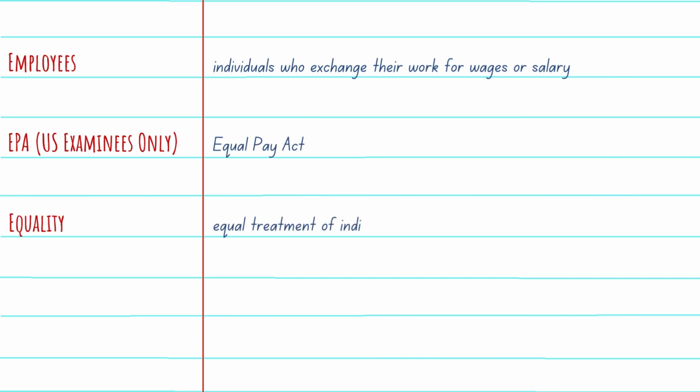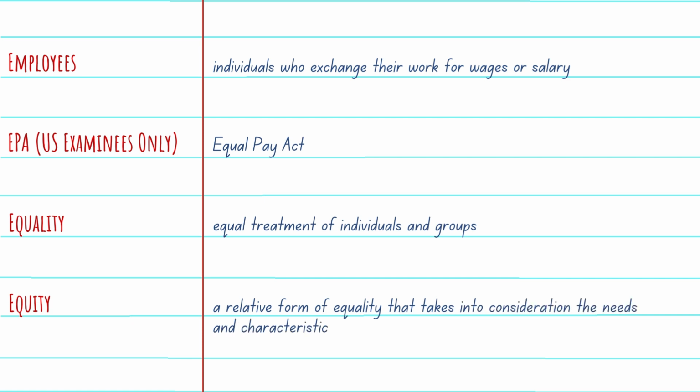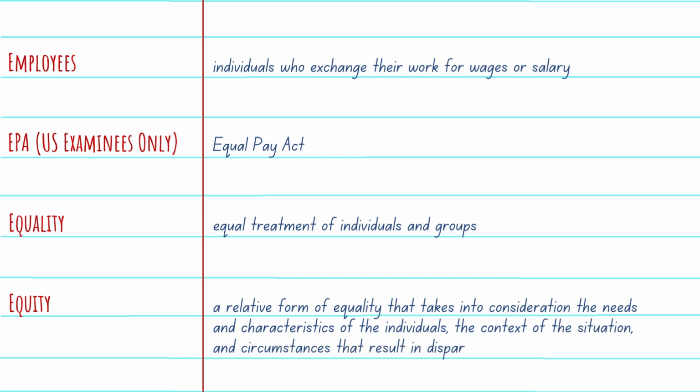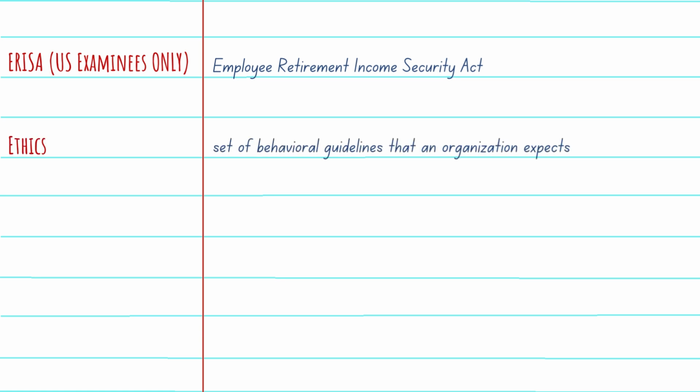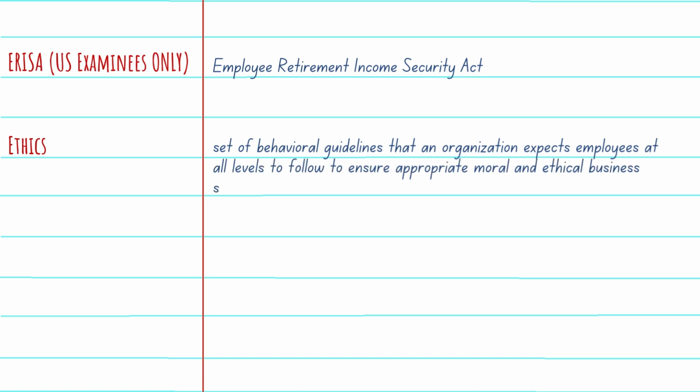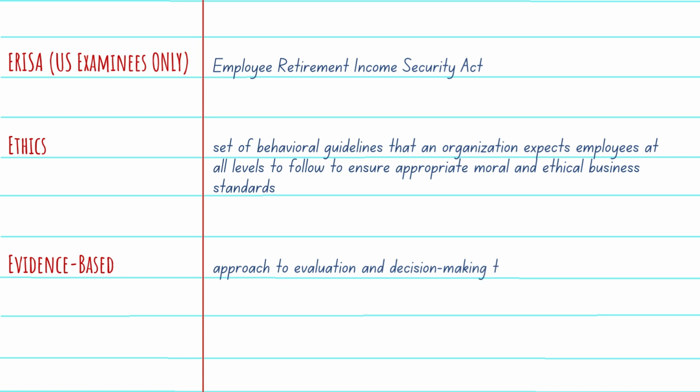Equality is the equal treatment of individuals and groups, while equity refers to the relative form of equality that takes into consideration the needs and characteristics of the individuals, the context of the situation, and circumstances that result in disparate outcomes. ERISA stands for Employee Retirement Income Security Act. Ethics are a set of behavioral guidelines that an organization expects employees at all levels to follow to ensure appropriate moral and ethical business standards. An evidence-based approach is an approach to evaluation and decision-making that utilizes data and research findings to drive business outcomes.